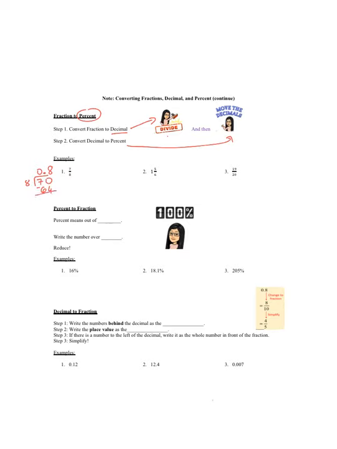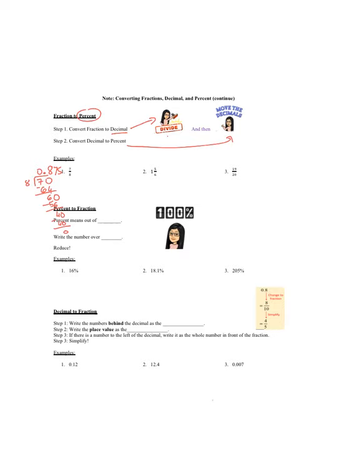70 minus 64, I got 6. I borrow 0. 60 divided by 8, you got 7. 7 times 8 is 56. 60 minus 56, you got 4. 40 divided by 8, you got 5. 5 times 8 is 40. 40 minus 40 is 0. So we're done. So 7/8 means 0.875.